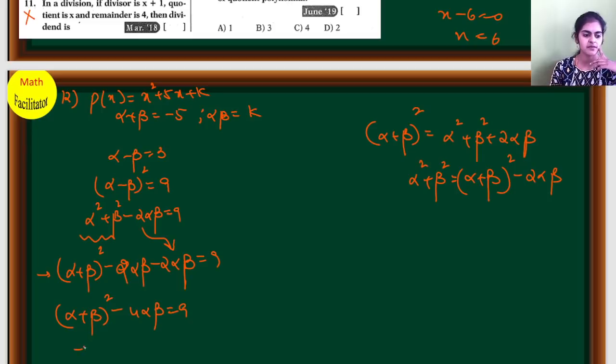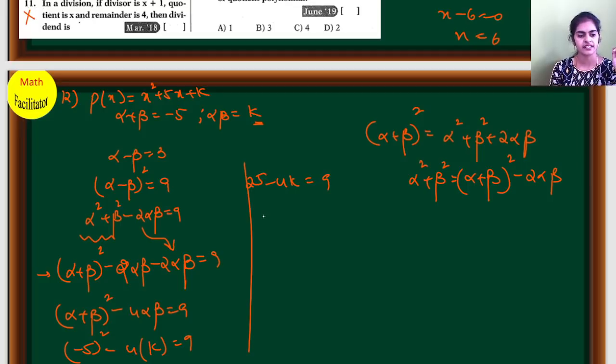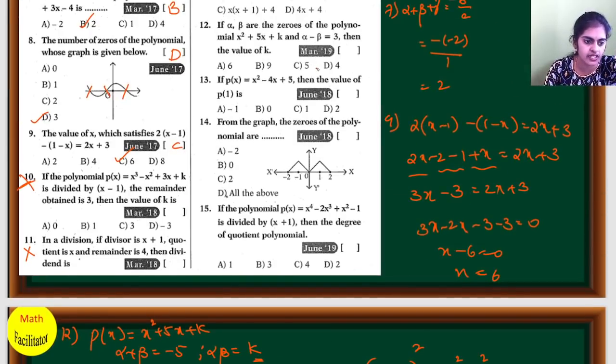Now what is alpha plus beta? It is minus 5 whole square minus 4 into alpha beta, which is k, equal to 9. So let us do the final step here. This is 25 minus 4k is 9, or you can write 25 minus 9 is 4k. 25 minus 9 is 16, isn't it? So you can write your k as 16 divided by 4. So k has to be 4. Did you understand now? So option D is correct.